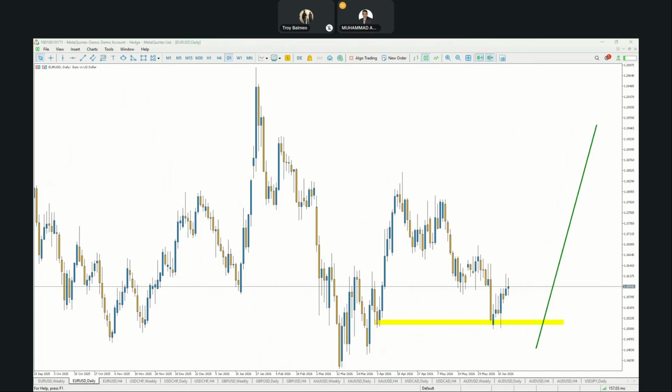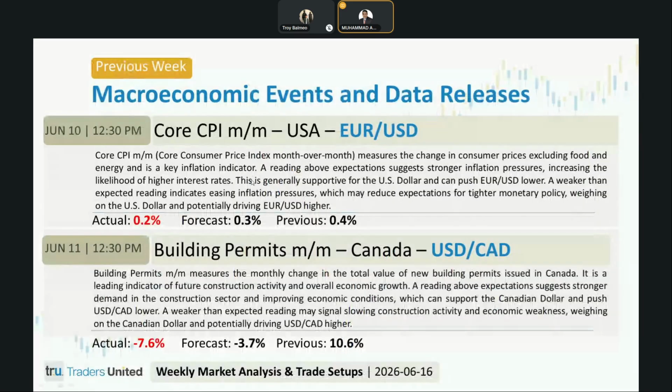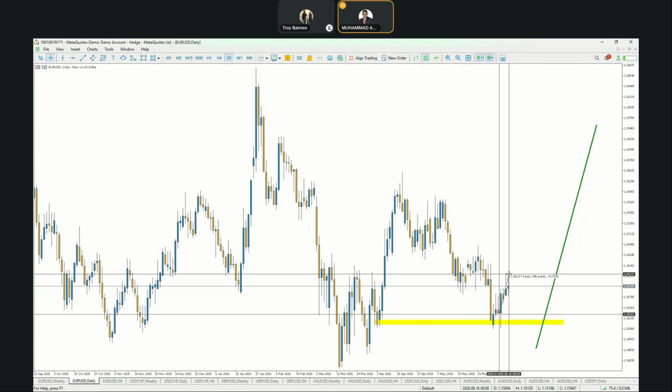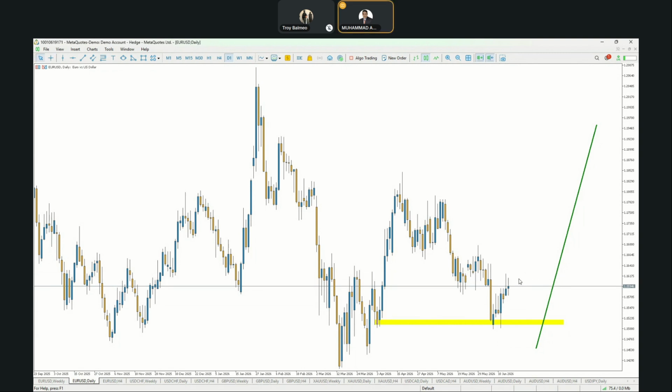Now, the market reaction. Let's discuss that. The core CPI reading came in at 0.2%, below the previous reading of 0.4%. The date and time was June 10th. And if we go over to a price chart of the euro dollar currency pair, over here we got kind of a doji pattern in euro USD, and then the market rallied up in the euro dollar currency pair. So following the release, the euro USD moved higher as traders interpreted the weaker inflation data as a sign that US price pressures are easing faster than expected.